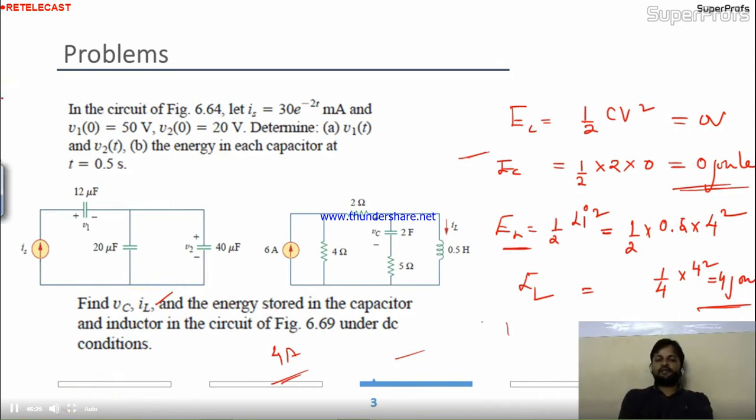In the first question we simply used the voltage equation of the capacitor, right? In the second one we used the DC condition. Now we know the inductive reactance and capacitive reactance. So for the DC condition we know the formula. So we applied it in this and got the answer. So this is all about these problems.